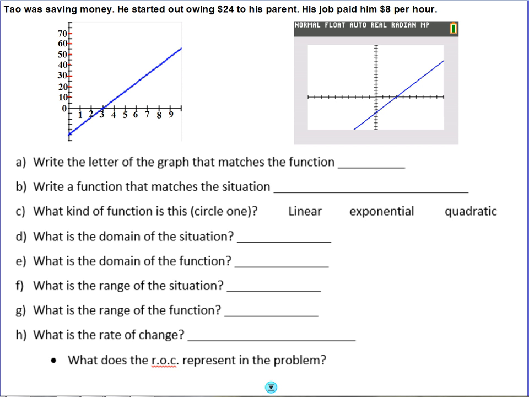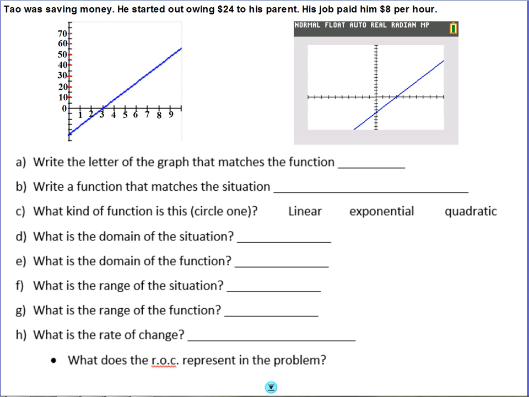All right, we've got one more. Now we're talking about Teo, and he's saving money. He started out owing $24 to his parents. His job paid him $8 per hour, okay?